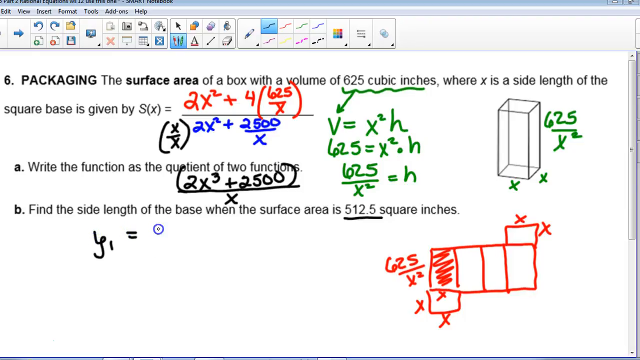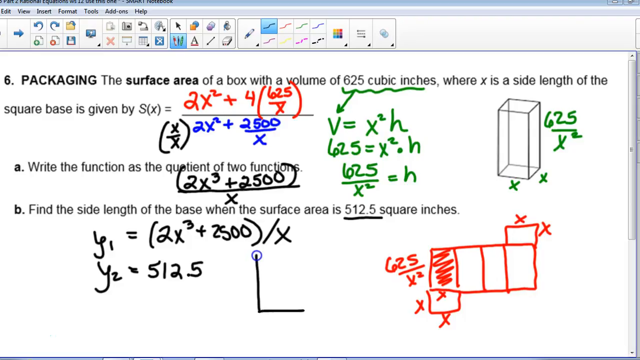So in y1, I'm going to type parenthesis 2x cubed plus 2,500 parenthesis divided by x, and in y2 I'm going to type 512.5. What's an appropriate window going to be? How high does it have to go? It's got to go past 500, right? So maybe 0 to 1,000, I have no idea. And out this way, I don't know, I don't think we have to go terrible far. We could try 50 times 50 would be way too big to get a volume of that. I don't know, try 20 maybe.